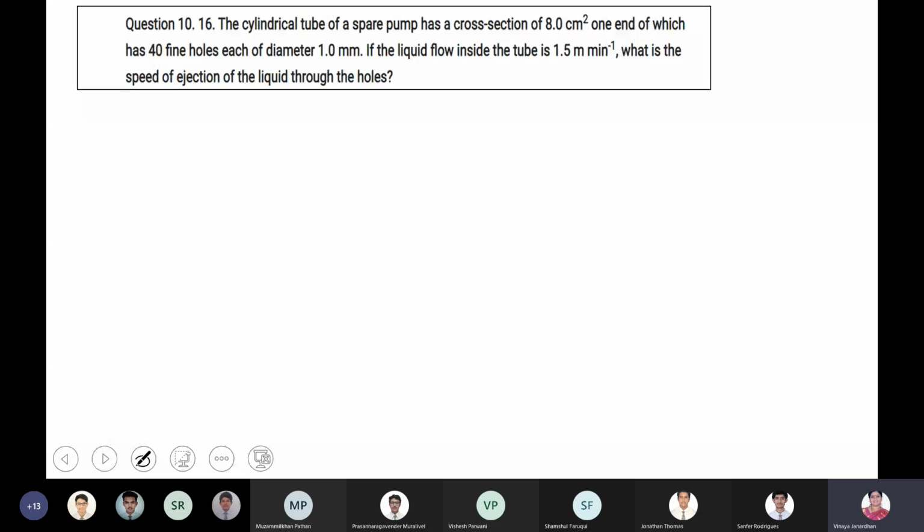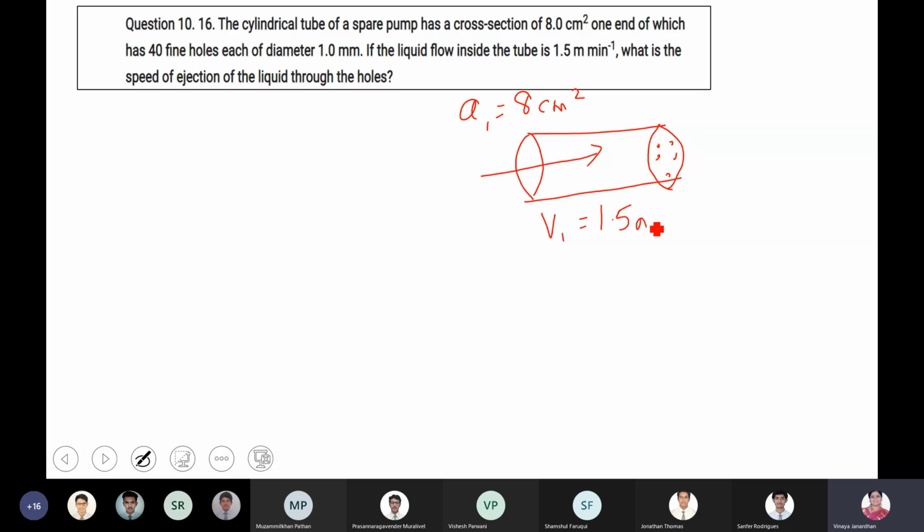So a cylindrical tube of a spray pump has a cross section of 8 centimeters square. So this is A1. A1 is 8 centimeters square. One end of which has 40 fine holes, each of diameter 1 millimeter. So in the other end, you have so many perforations. Here, V1 is 1.5 meters per minute.